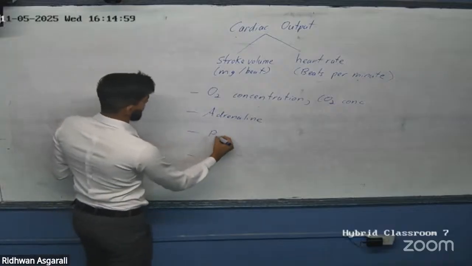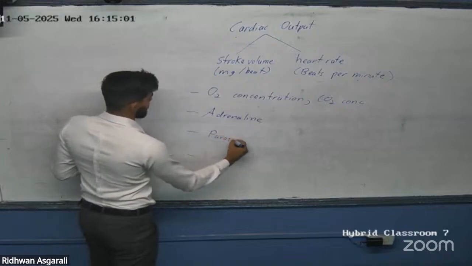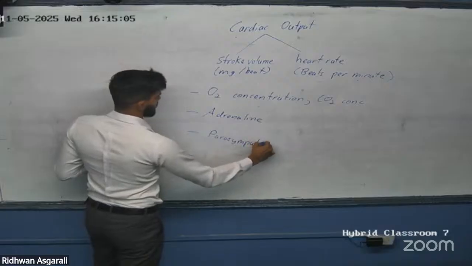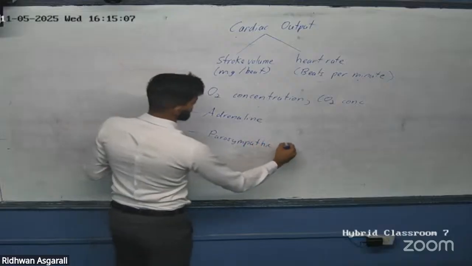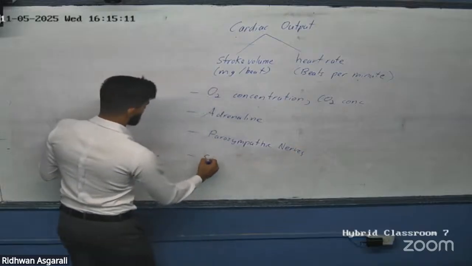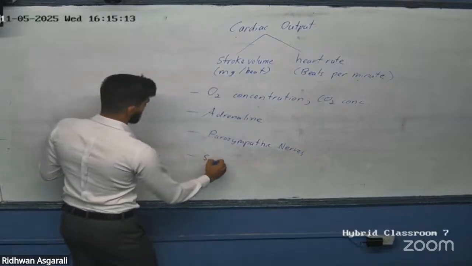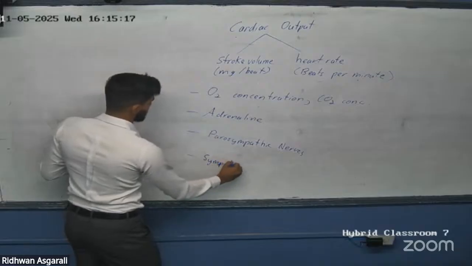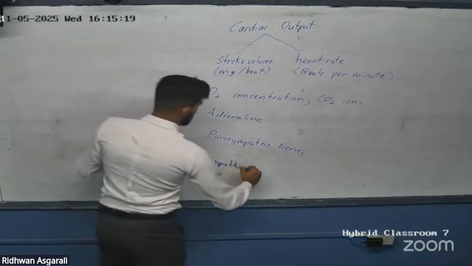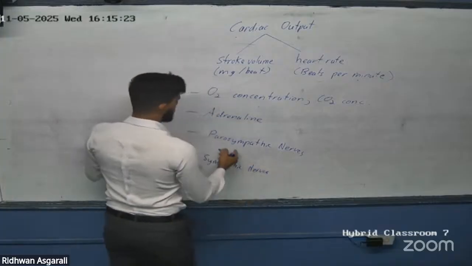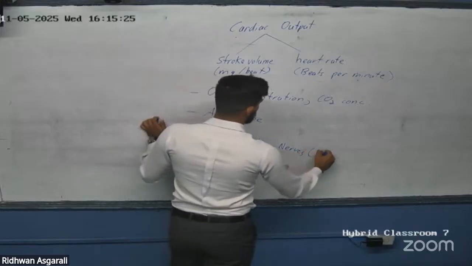And these two are also controlled by nerves. They are parasympathetic nerves and sympathetic nerves. And parasympathetic, also known as vagus.